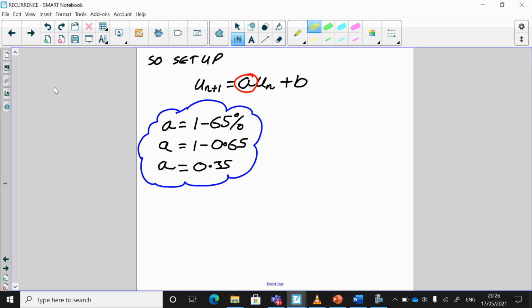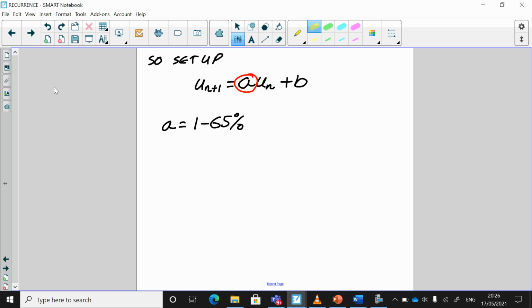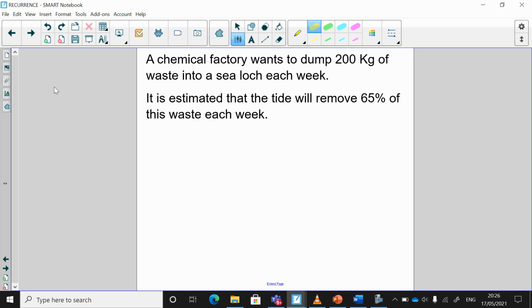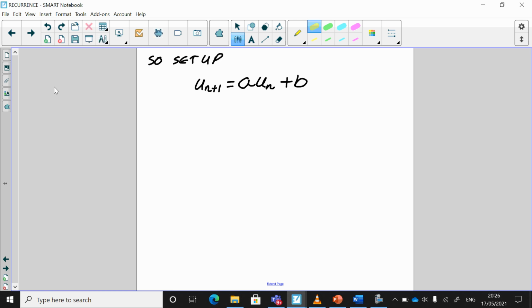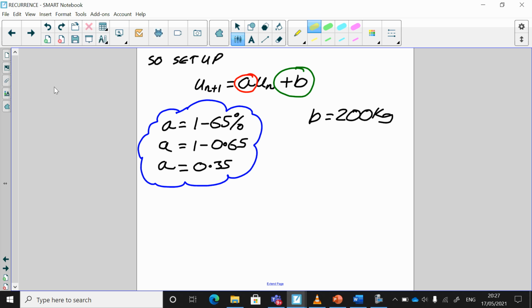Right, but B value. Well, our B value is, well, after the tide has done its work over a week, what are they going to do? Well, they are going to dump in another 200 kilograms. Oh, that's good. That's your B value. That's your top up value. They're going to add that. Remember, you can rewind this. We'll just put it as 200 there. Don't need the units of measure. Going in until the end of an answer. So we'll get our A and B values here.